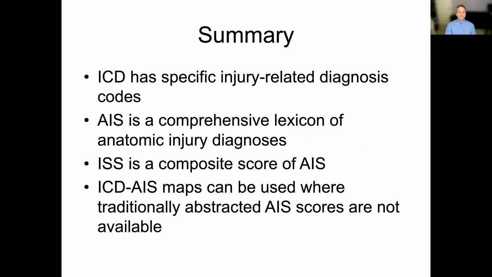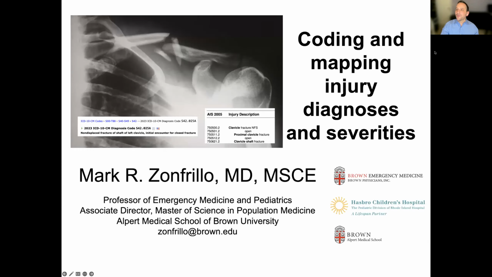So in summary, ICD has specific injury-related diagnoses codes. AIS is a comprehensive lexicon of anatomic injury diagnoses. ISS is a composite score of AIS, and ICD and AIS maps can be used where traditionally abstracted AIS scores are not available. I want to thank everyone for your time, and I'm happy to take any questions.